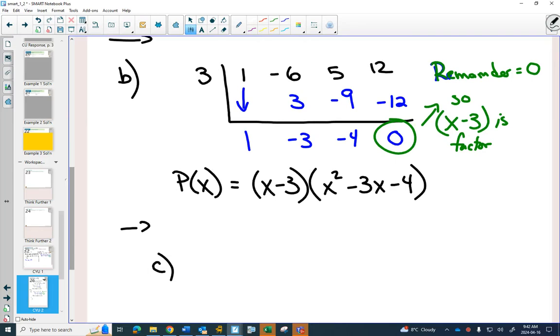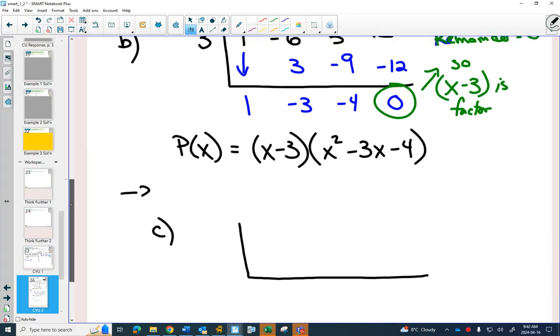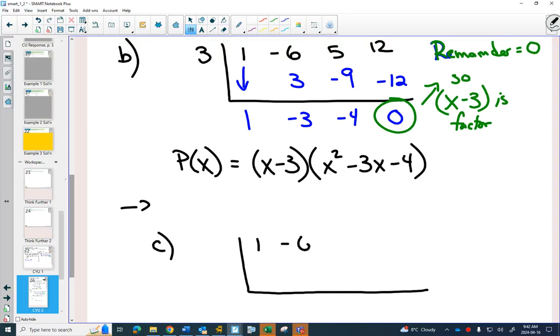In part C, we're dividing by x minus 4. So once again, 4 is a huge number, so I would probably go to synthetic division. My coefficients are still the same: 1, -6, 5, and 12. A 4 would go out in front, and once again, I'll give you a 15-second head start on your synthetic division.